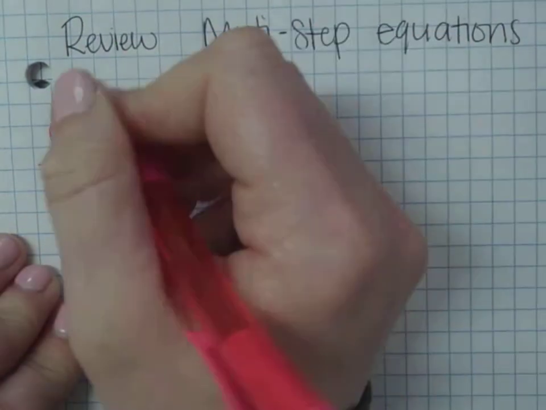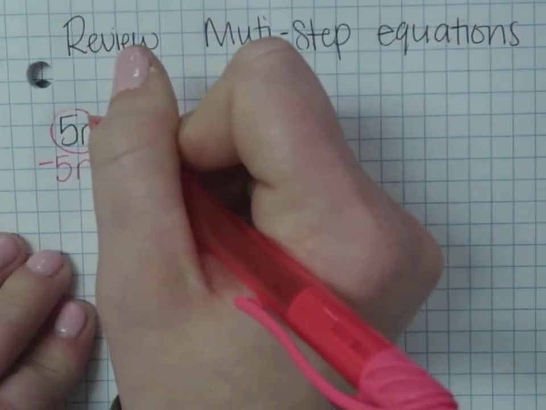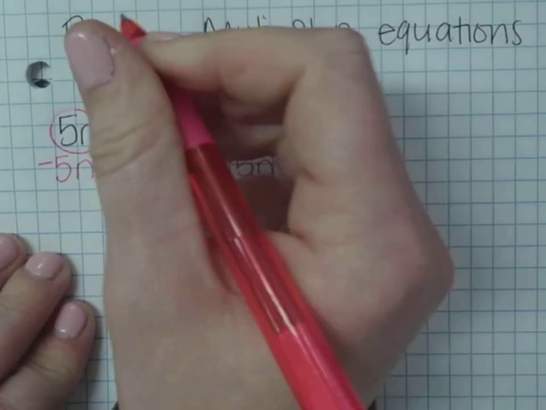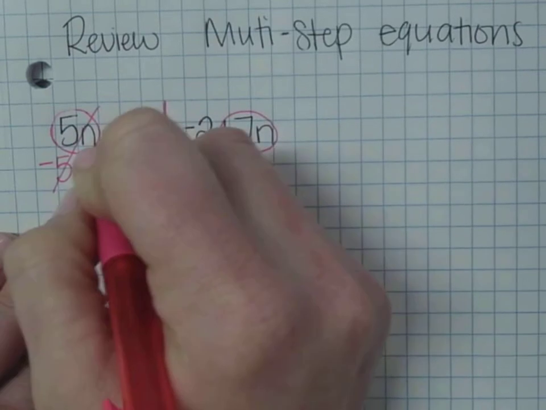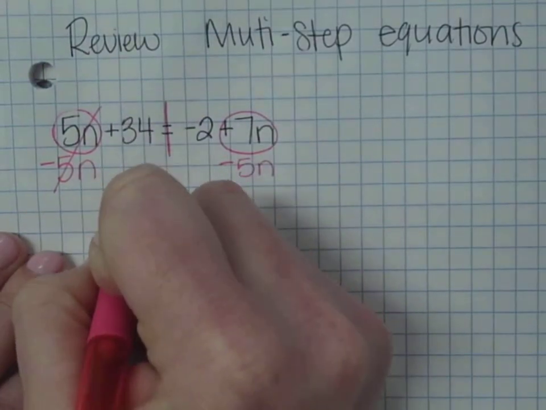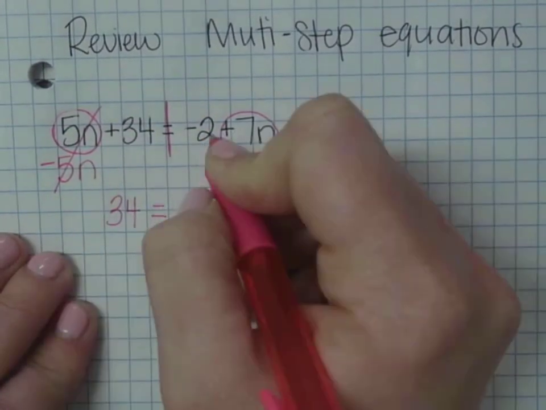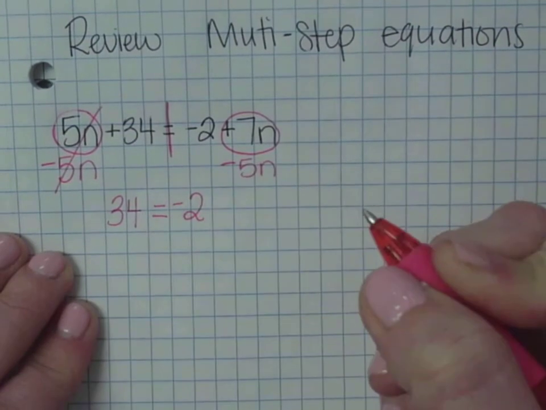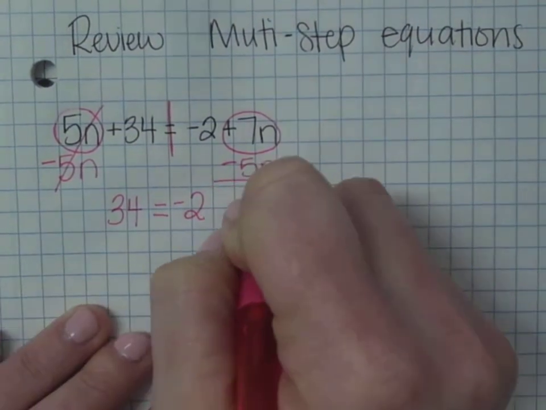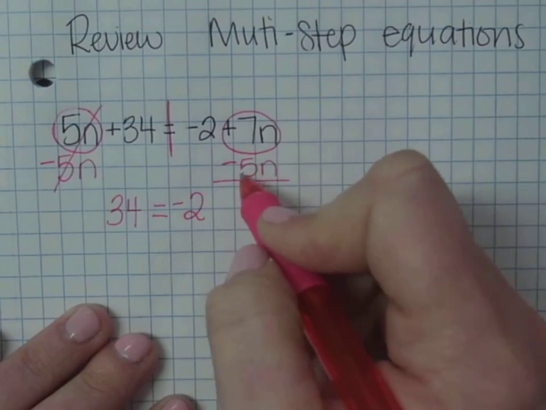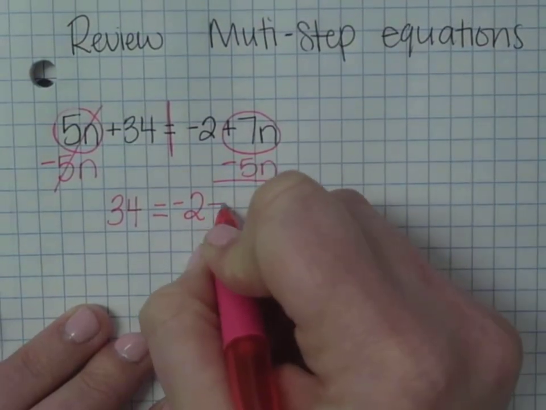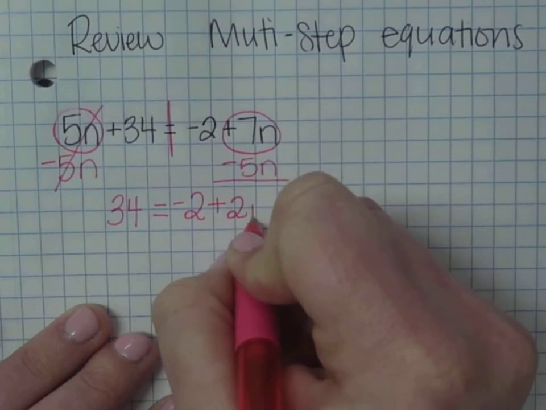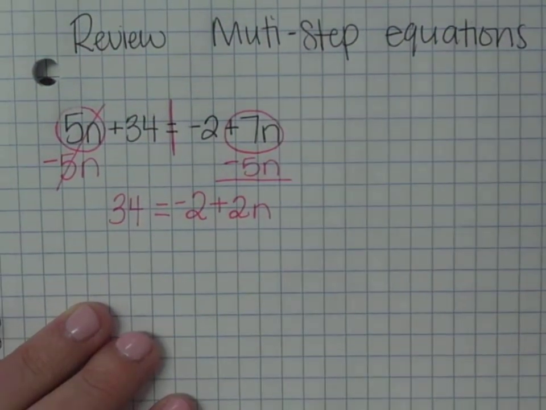5n minus 5n, if I have 5 nuggets for n, 5 nuggets minus 5 nuggets would cancel. I'd be left with just 34 on this side. Bring down your equals, bring down your -2. And then 7 minus 5, if I have 7 nuggets and you took 5 away, I would be left with 2 nuggets. And I have 2 more nuggets, so it would be positive 2n. Okay?